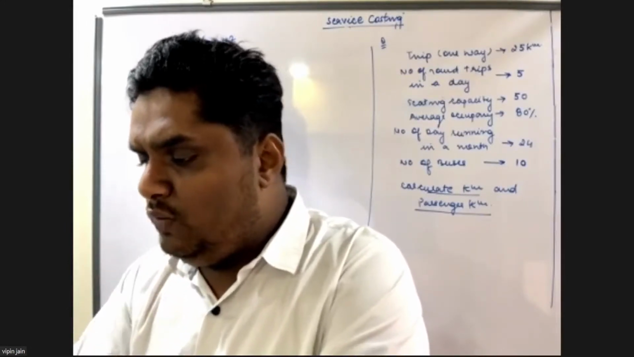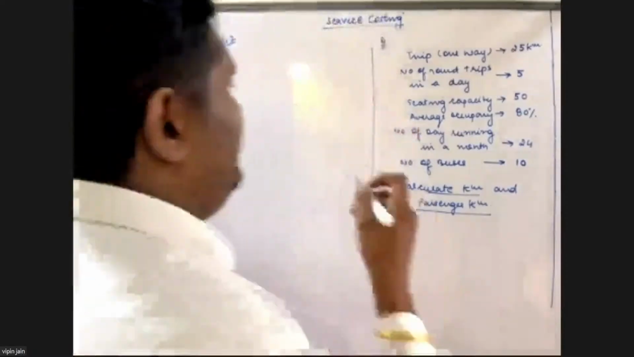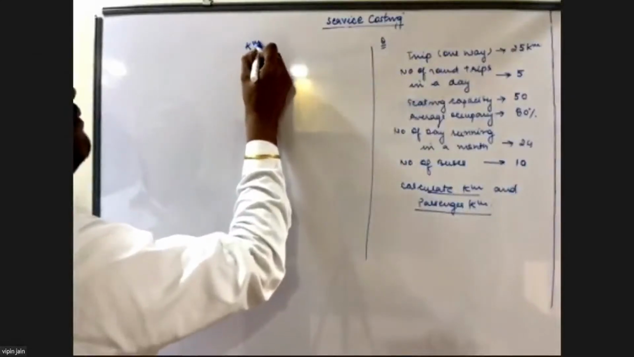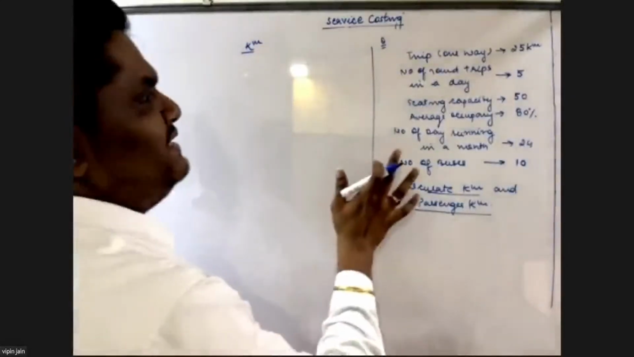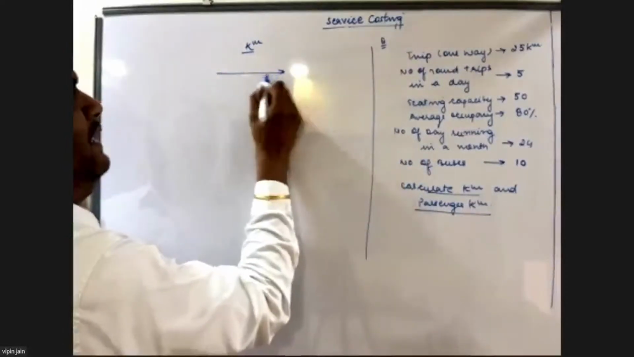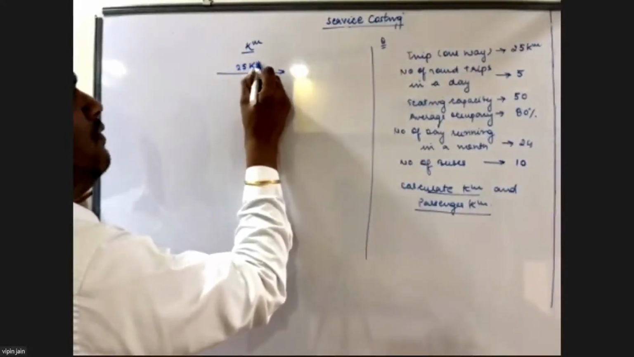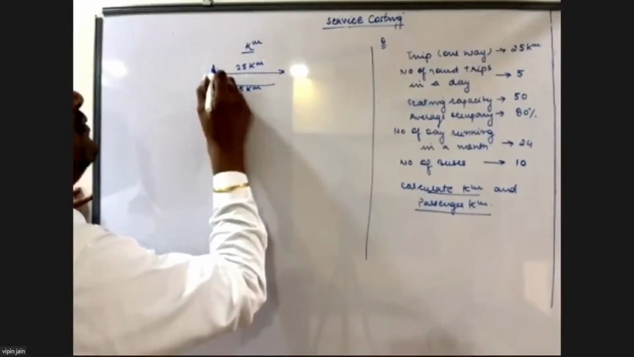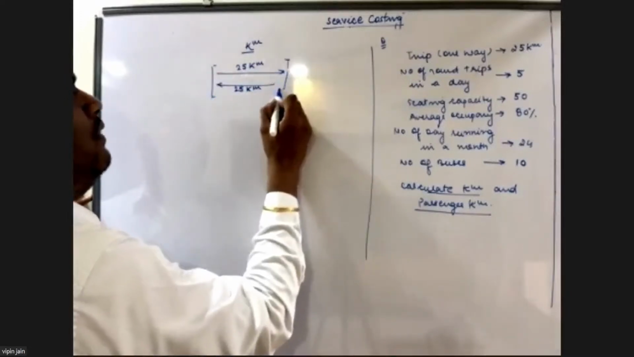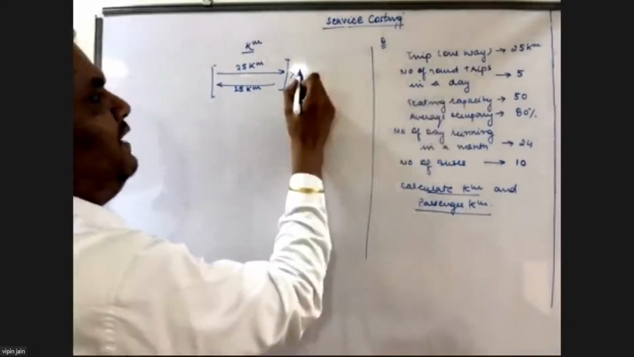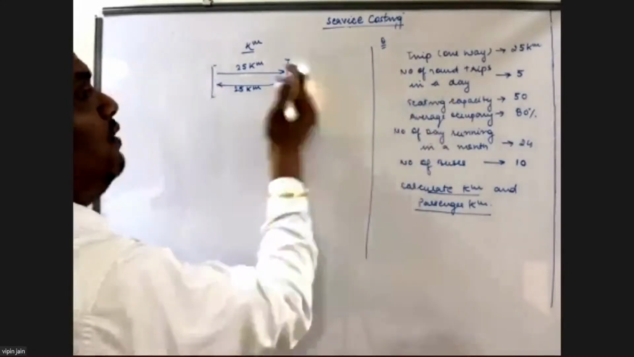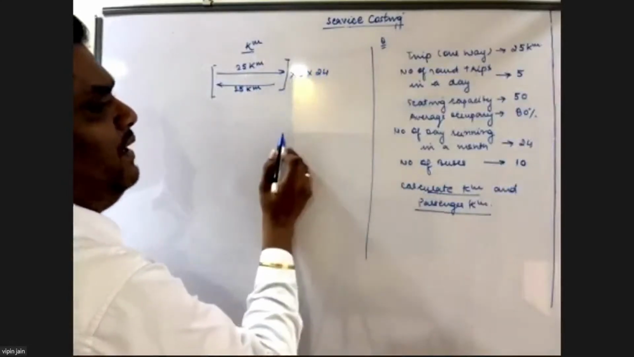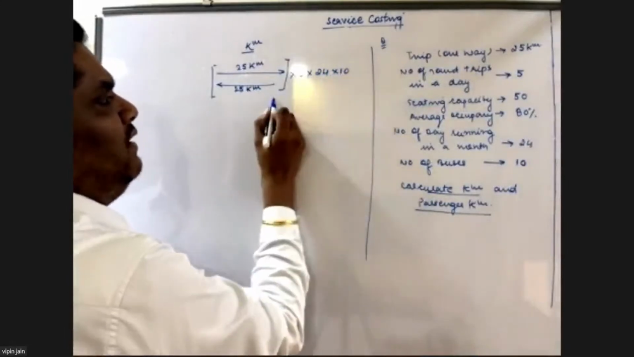Still few of you are not thorough with the concept. So when talking about the kilometers, the approach is very simple, wherein the one-way trip, it is 25 kilometers. So the return trip will also be of 25 kilometers, into how many trips in a day? 5 trips in a day. Into how many times in a month? Total 24 days in a month. And total number of buses are 10.